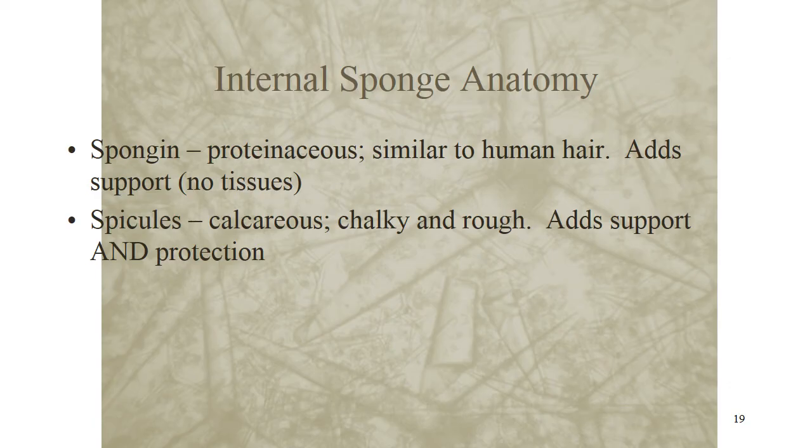Internal sponge anatomy, again, we have two structures that make that up. It's either the proteinaceous spongin, which sort of connects everything together, not in a tissue, but connects everything together, and then the spicules, and they add support and protection. When you look at the spicules, you'll see that their calcium carbonate structure sort of has a pointy geometry, and that pointy geometry would make them unpalatable to many would-be predators.